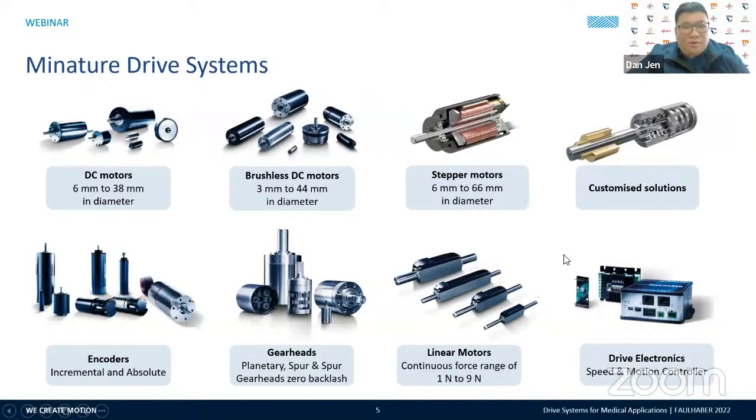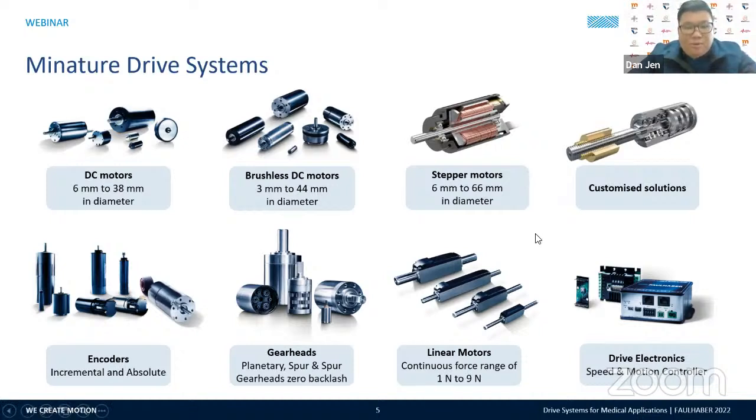We are manufacturers of DC motors and drives, and we specialize in miniature. The range of products we have: DC motors ranging from 6mm to 38mm in diameter. We have 2 types of DC motors. One is precious metal, another one is graphite commutation. Both have pros and cons. Depending on the situation and applications, we'll use the appropriate type of DC motor for the application.